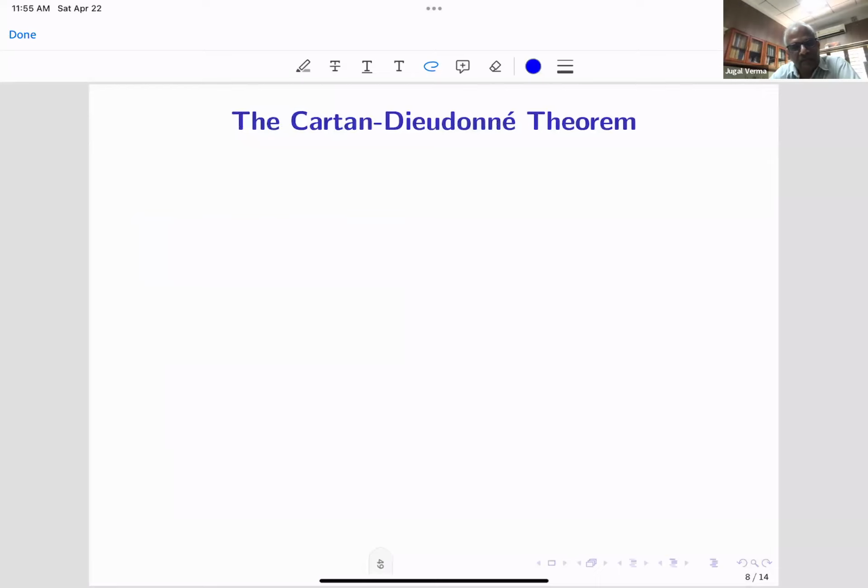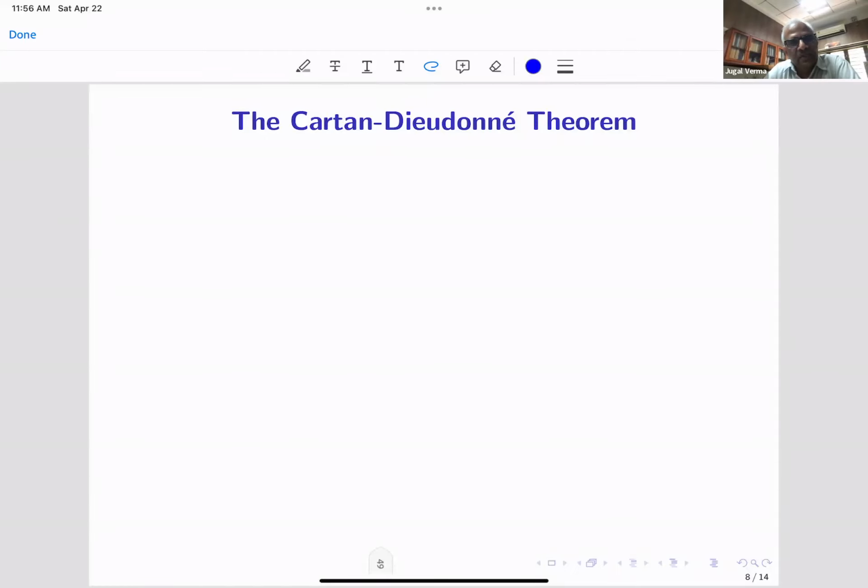All right, so now let me come to the main theorem of this lecture. This is a theorem of Elie Cartan and Jean Dieudonné. Both were giants of the 20th century. They worked in multiple areas. They are both French mathematicians. Elie Cartan, in fact, is one of the pioneers of the representation theory of Lie algebras and Lie groups. And he successfully merged the old subject of differential geometry with these Lie groups and Lie algebras.